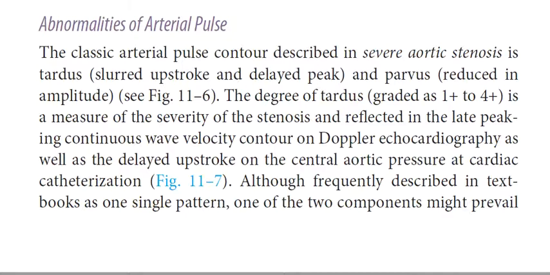Now, abnormalities of arterial pulse. The classic arterial pulse contour described in severe aortic stenosis is tardus, slurred upstroke and delayed peak, and parvus, reduced in amplitude. The degree of tardus, graded as 1+ to 4+, is a measure of the severity of the stenosis and reflected in the late peaking continuous wave velocity contour on Doppler echocardiography, as well as the delayed upstroke on the central aortic pressure at cardiac catheterization.